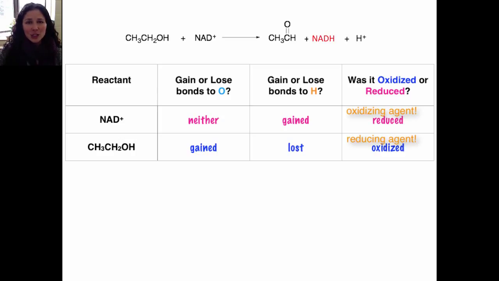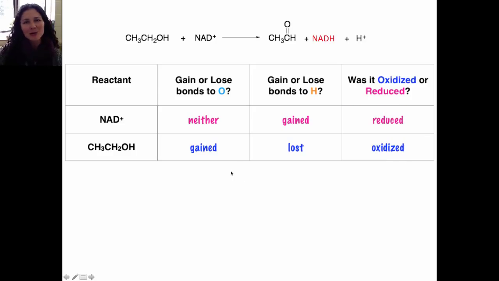The oxidizing agent is something that oxidizes something. So the ethanol here was oxidized, and so wherever its electrons went must be the oxidizing agent. The thing that was reduced is the oxidizing agent. So NAD plus would be the oxidizing agent. The thing that was oxidized is the reducing agent. If it was oxidized, that means it gave its electrons to something else and it reduced that other thing. So this is a reducing agent if it was oxidized.